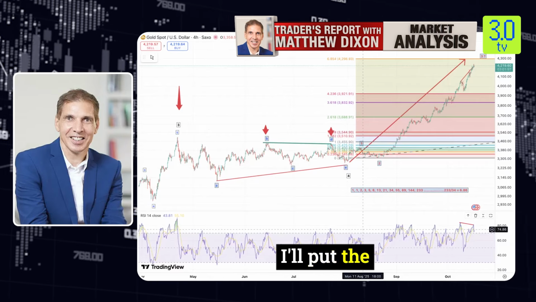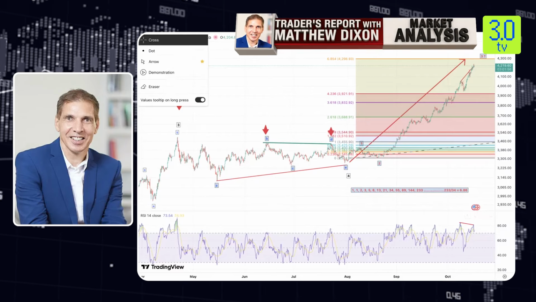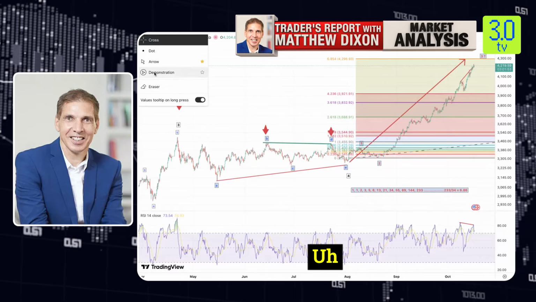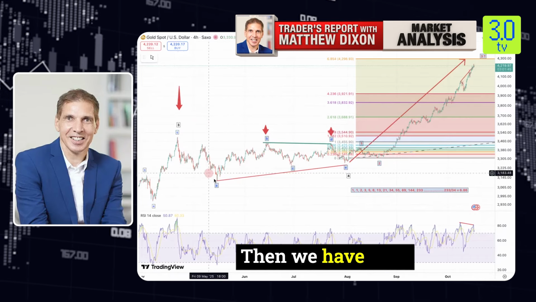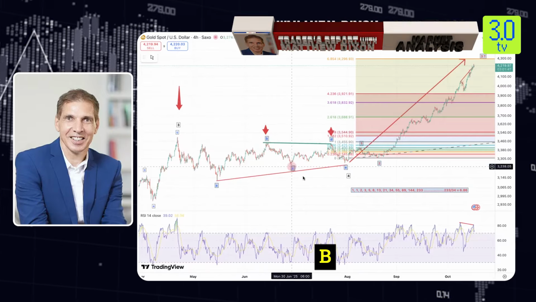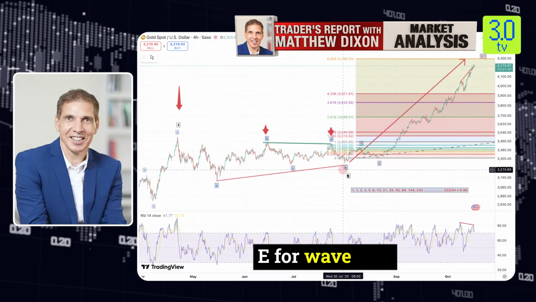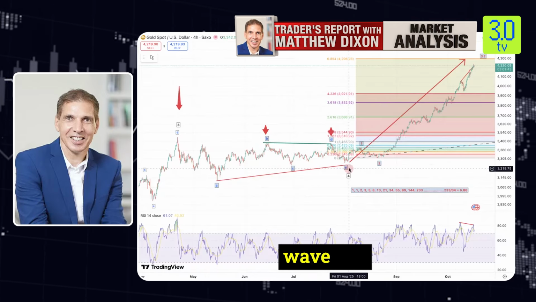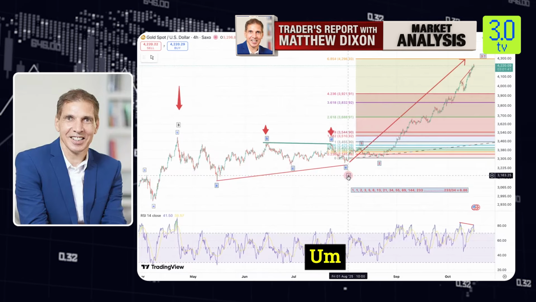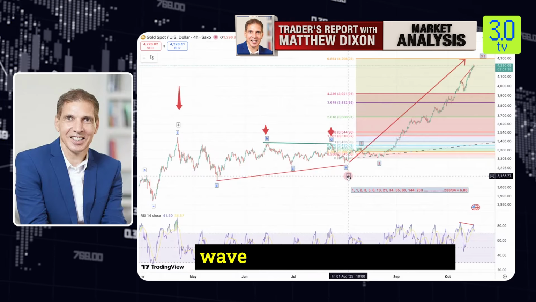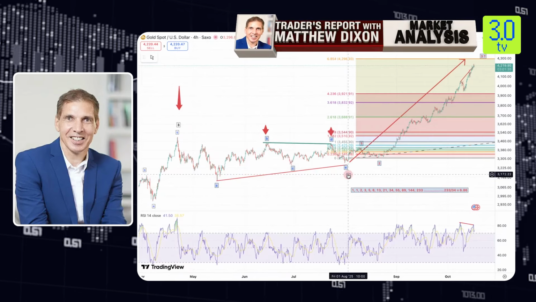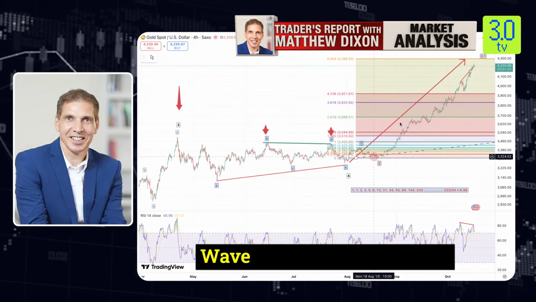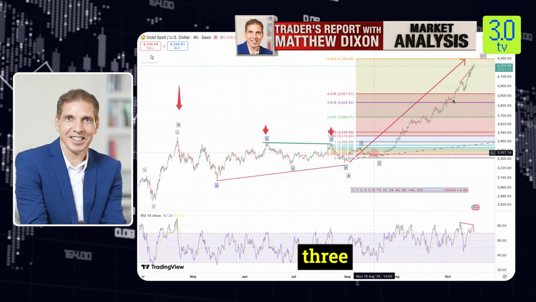In fact, I'll put the demonstration tool on. There it is. So here's the wave 3 I'm talking about. Then we have an A, B, C, D, E for wave 4. And now we're working on a wave 5. So that will be the final wave in this particular cycle. But in fact, the wave 5 is also made up of 1, 2, 3, 4, 5.